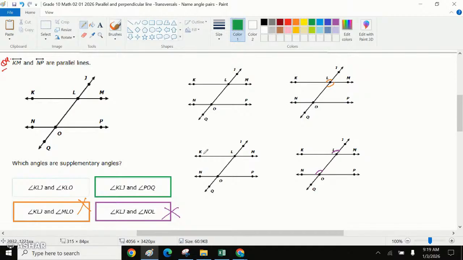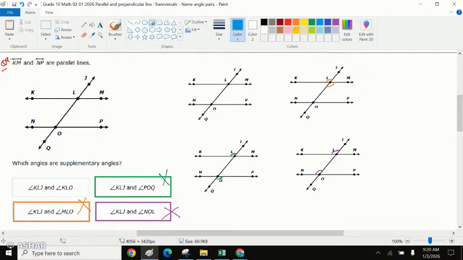The next one we have is KLJ. Let's see, KLJ, this angle, and POQ. It's not forming an F, right? They are not supplementing each other. Still not the answer, right?